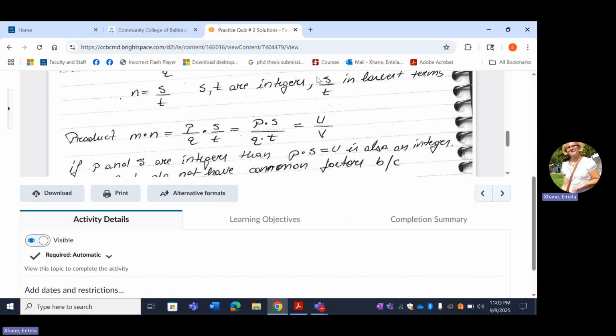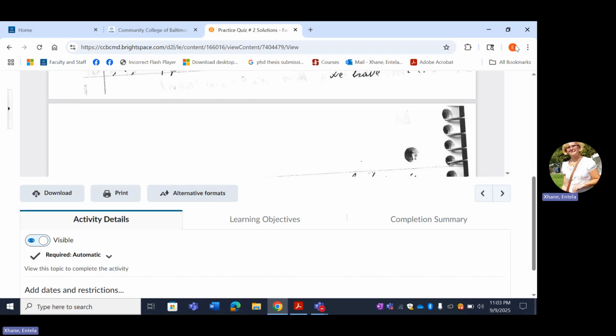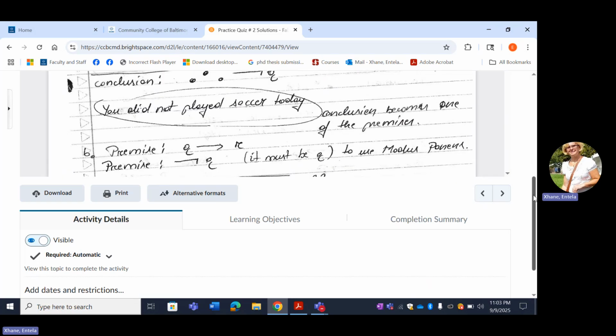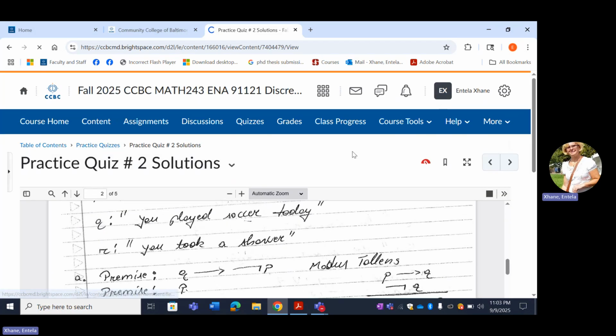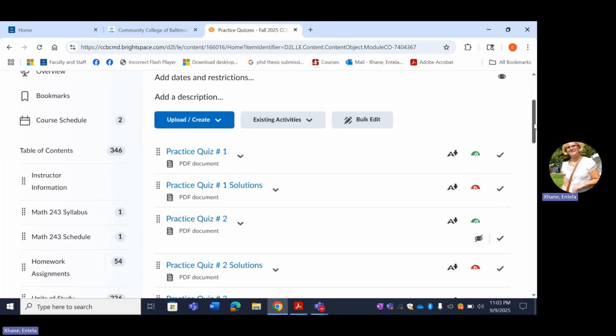And that's it. So I'm going to stop sharing. Once again, this solution can be located, as I mentioned, by going to content and practice quizzes and then looking for solutions of quiz number 2.